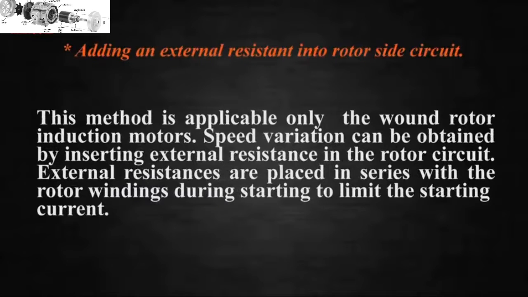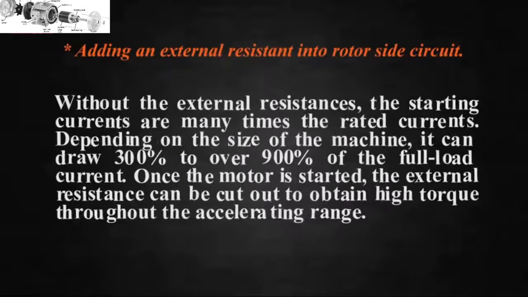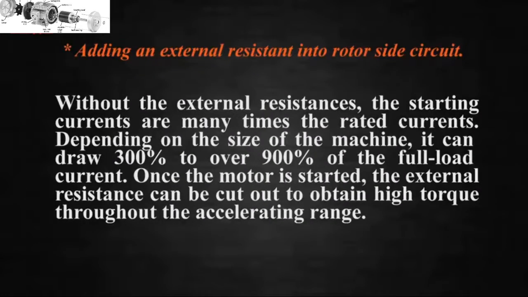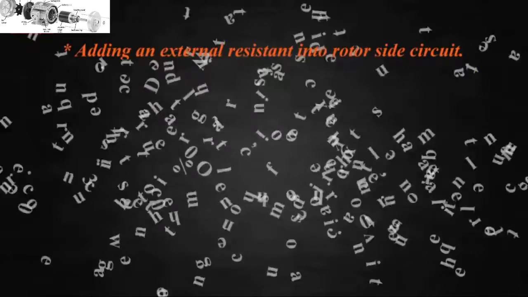This method is applicable only to wound rotor induction motors. Speed variation can be obtained by inserting external resistance in the rotor circuit. External resistances are placed in series with the rotor winding during starting to limit the starting current. Without the external resistance, the starting currents are many times the rated currents, depending on the size of the machine. It can go from 300% to over 900% of the full load current. Once the motor is started, the external resistance can be cut out to obtain high torque throughout the accelerating range.